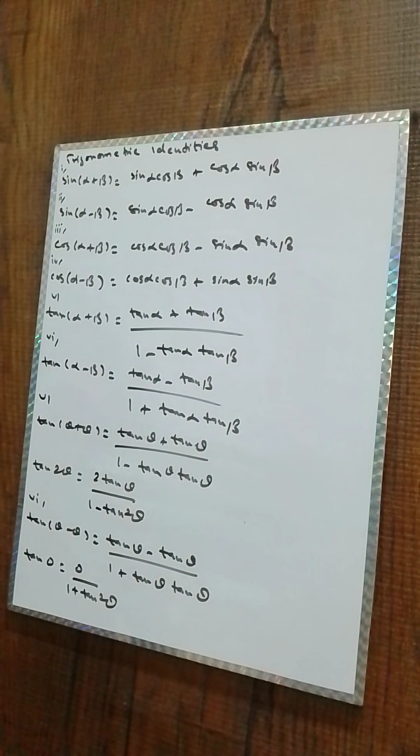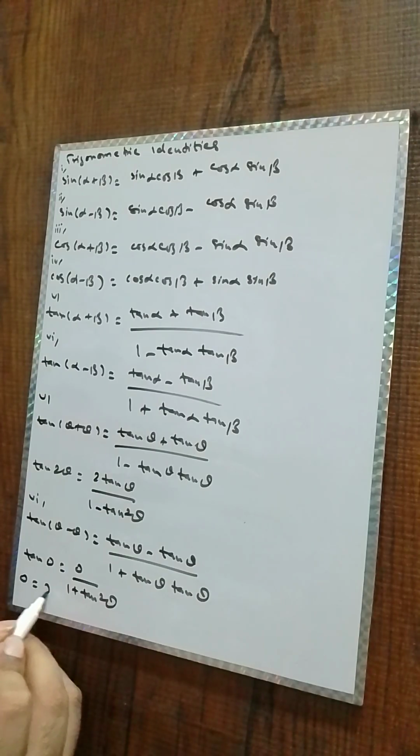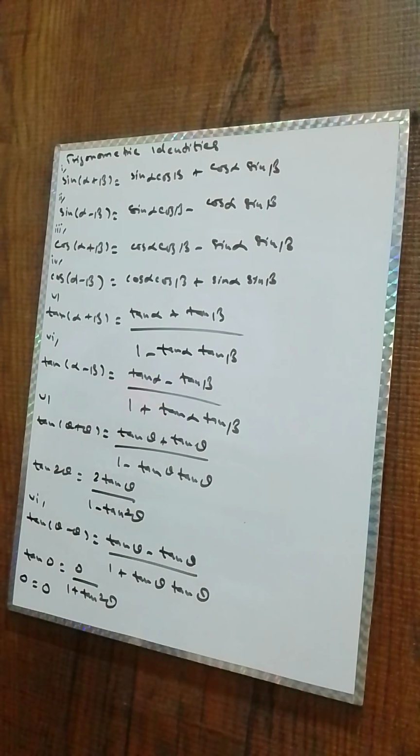Sin 0 is 0, cos 0 is 1, so 0 by 1 would be 0, and 0 by this would also be 0. So the sixth one doesn't seem to be very significant, but it is worth a try.